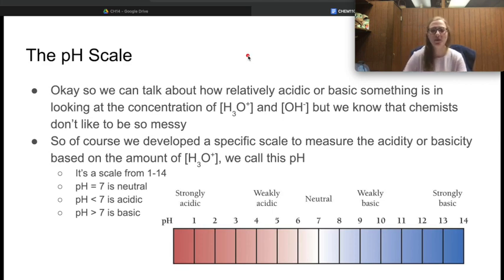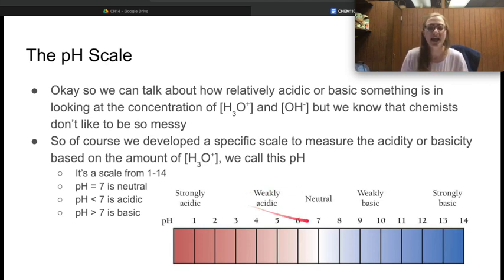So this scale runs from 1 to 14. If something has a very low pH, it's going to be acidic, and if something has a very high pH, it's going to be basic. Exactly, pH 7 is neutral, so that's where our balance of H3O+ equals our balance of OH-. And so at pH 7, that's neutral. That's going to be water in our case.